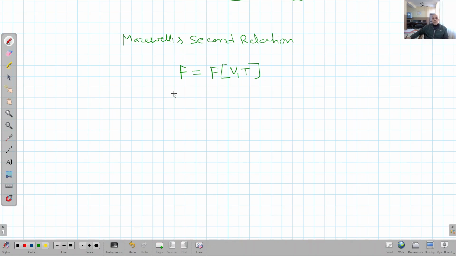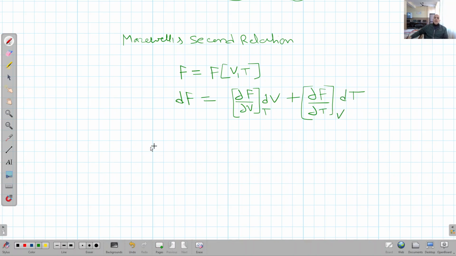Now, again, I'm taking the total derivative, that is dF is equal to (∂F/∂V) at constant T dV plus (∂F/∂T) at constant V dT. Clear? So this is from the theory of derivatives. We also know the differential form of F: dF is equal to minus P dV minus S dT. Clear? So this was the differential form of this second thermodynamic potential, Helmholtz free energy. Clear?